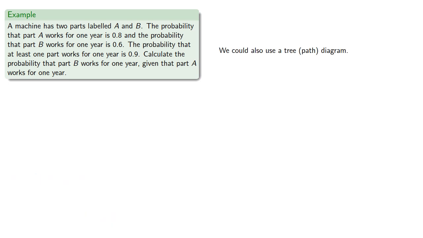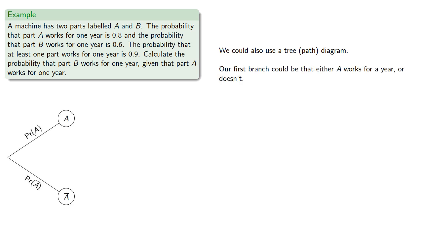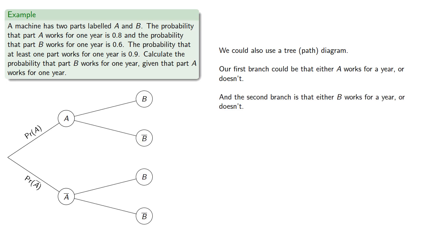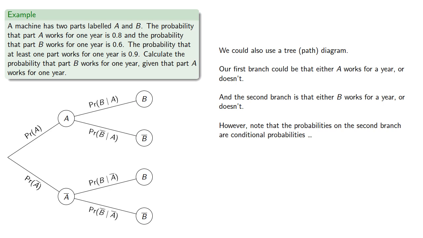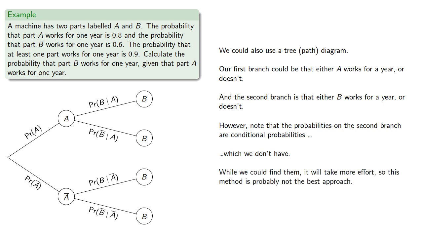We could also use a tree or a path diagram. So our first branch, well, let's make that either A works for a year or it doesn't. And then our second branch is either that B works for a year or it doesn't. However, note that the probabilities we need for those second branches are the conditional probabilities. For example, here we would need the probability B works or doesn't work given that A has worked. And we don't have those probabilities. While we could find them, it would take some effort, and so this method is probably not the best approach.